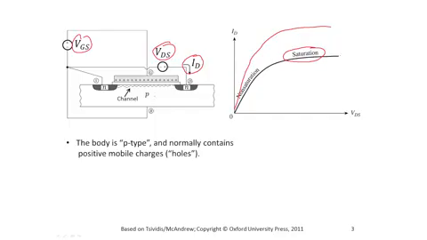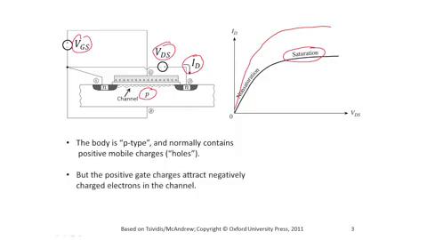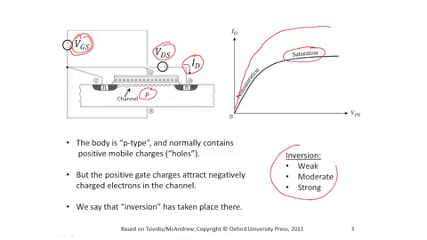Now, as we said before, the body is p-type, which means that it has plenty of positively charged carriers called holes. But of course, the positive charges on the gate have attracted negatively charged electrons in the channel. So you see negative charges in a p-type region, which is the opposite from what you expect. This is why we say that inversion has taken place. And depending on the value of the gate source voltage, you can have a weak inversion, or moderate inversion, or a strong inversion. So there are three regions of inversion. We will discuss each in great detail in this course.